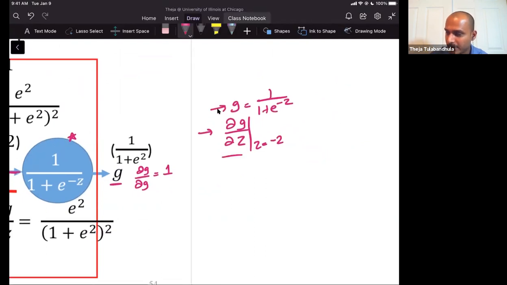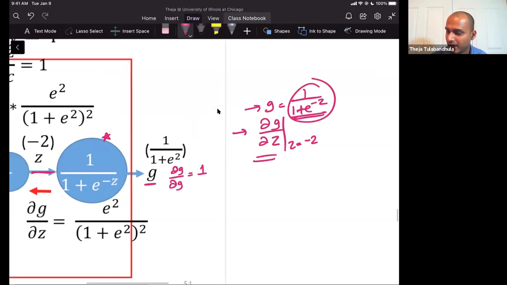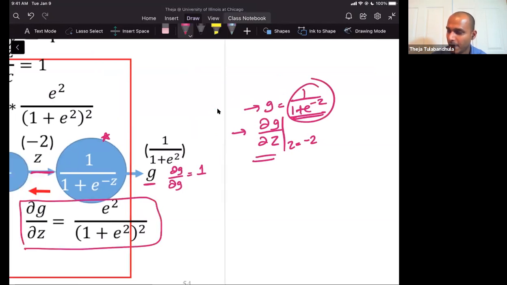Okay, so this computation of the gradient of g with respect to z, we can actually compute it analytically. So now there's no help of a graph or anything like that. You can certainly break this down into its own graph and do the chain rule, or you can just apply the chain rule here. But it turns out that the local gradient of g with respect to z is just this. Okay, so it's e to the power z divided by the quantity 1 plus e to the power z, the whole squared. And this is evaluated at z is equal to -2, sorry.